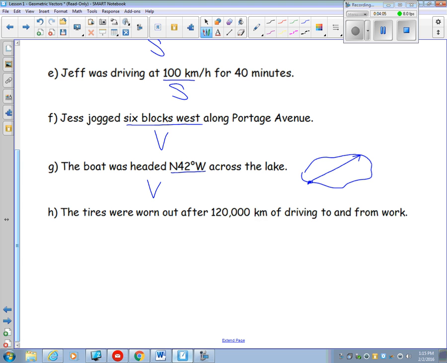The last one here, the tires were worn out after 120,000 kilometers of driving to and from work. Well, the to and from work is throwing you a little trick there again. It really is just a scalar. We didn't drive to and from and to and from and do all those things over and over again. We took little breaks in between those two things, right? So that's just a scalar thing.